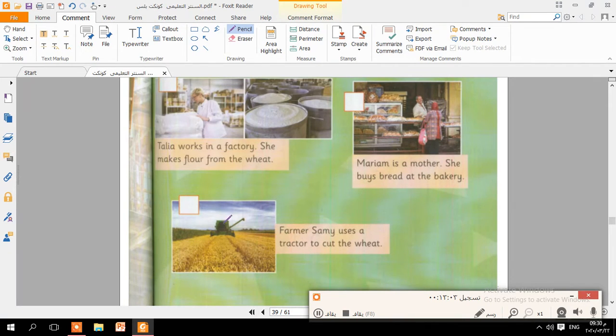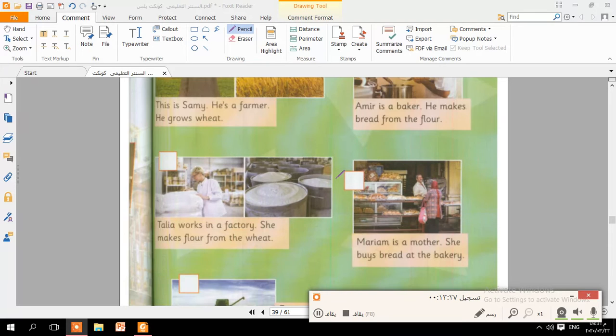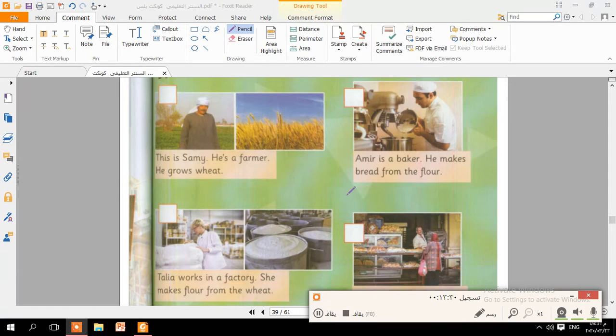What is it? It's a tractor. We use tractors to cut the wheat. Now, all the sentences aren't in the correct order, and you should put them in the correct order. Try to remember. What's the first? Number 1. This is Sammy. He is a farmer and he grows wheat. So it's number 1.